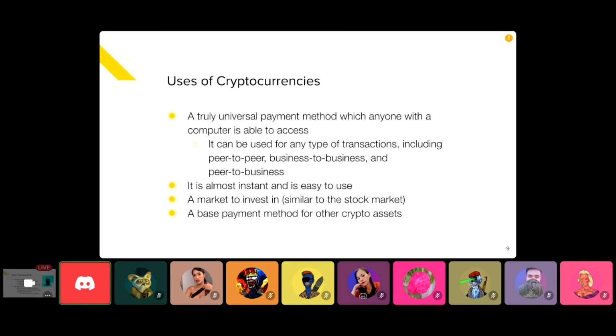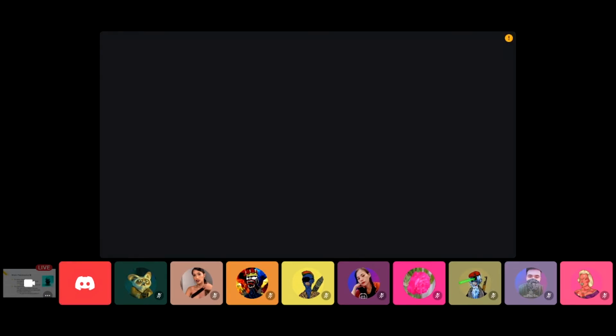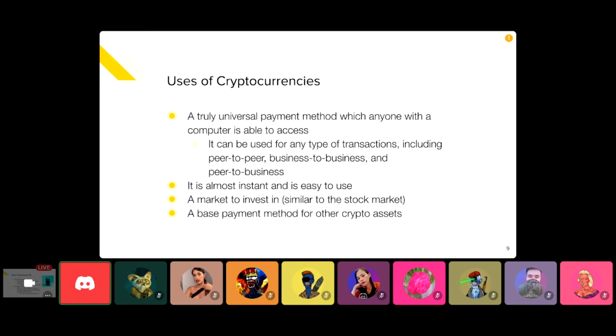Crypto can also be used as a base payment for other crypto assets. For example, Ethereum and Solana are two very big cryptocurrencies right now in the non-fungible token, or NFT, space. The NFTs are put on the Ethereum or Solana blockchain and are traded in those currencies.